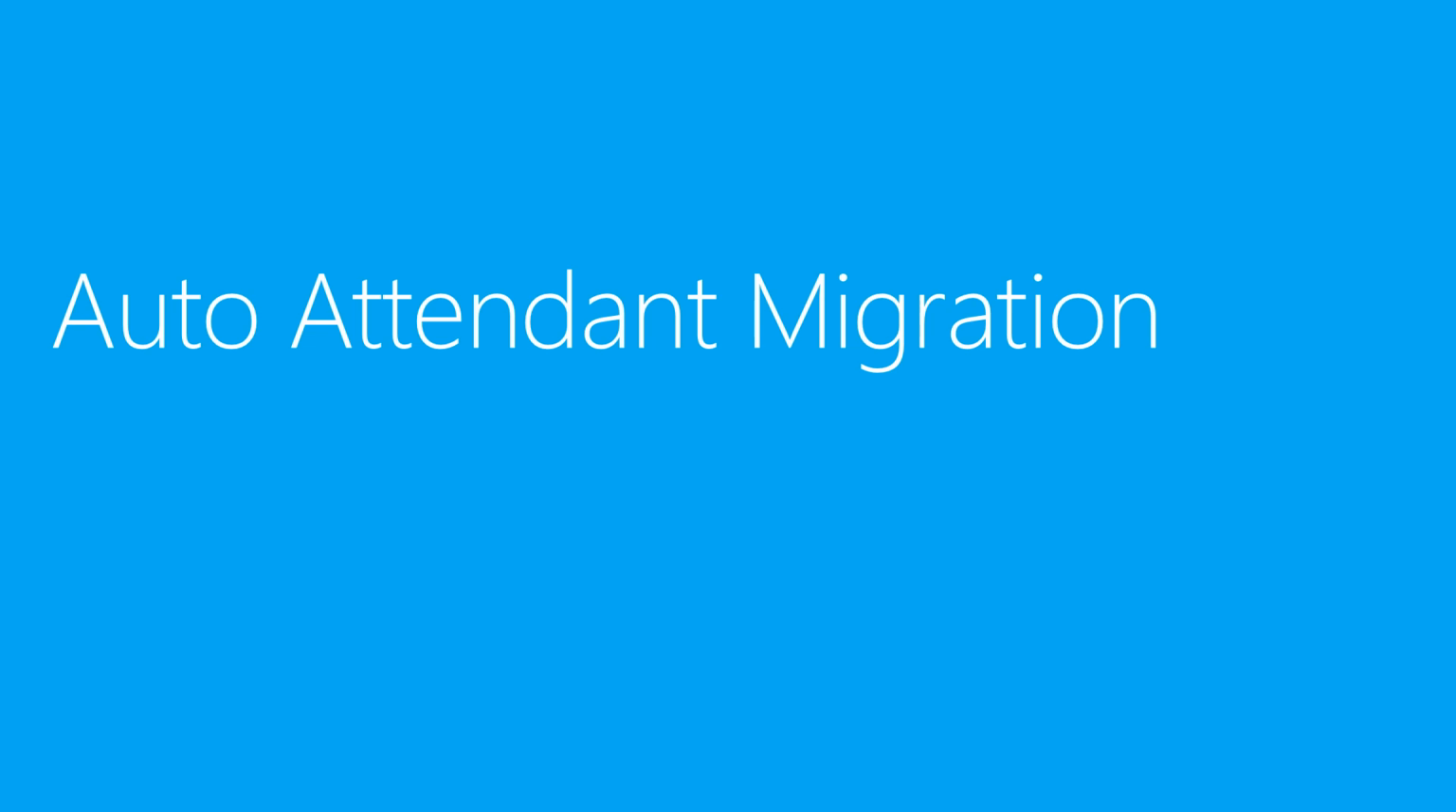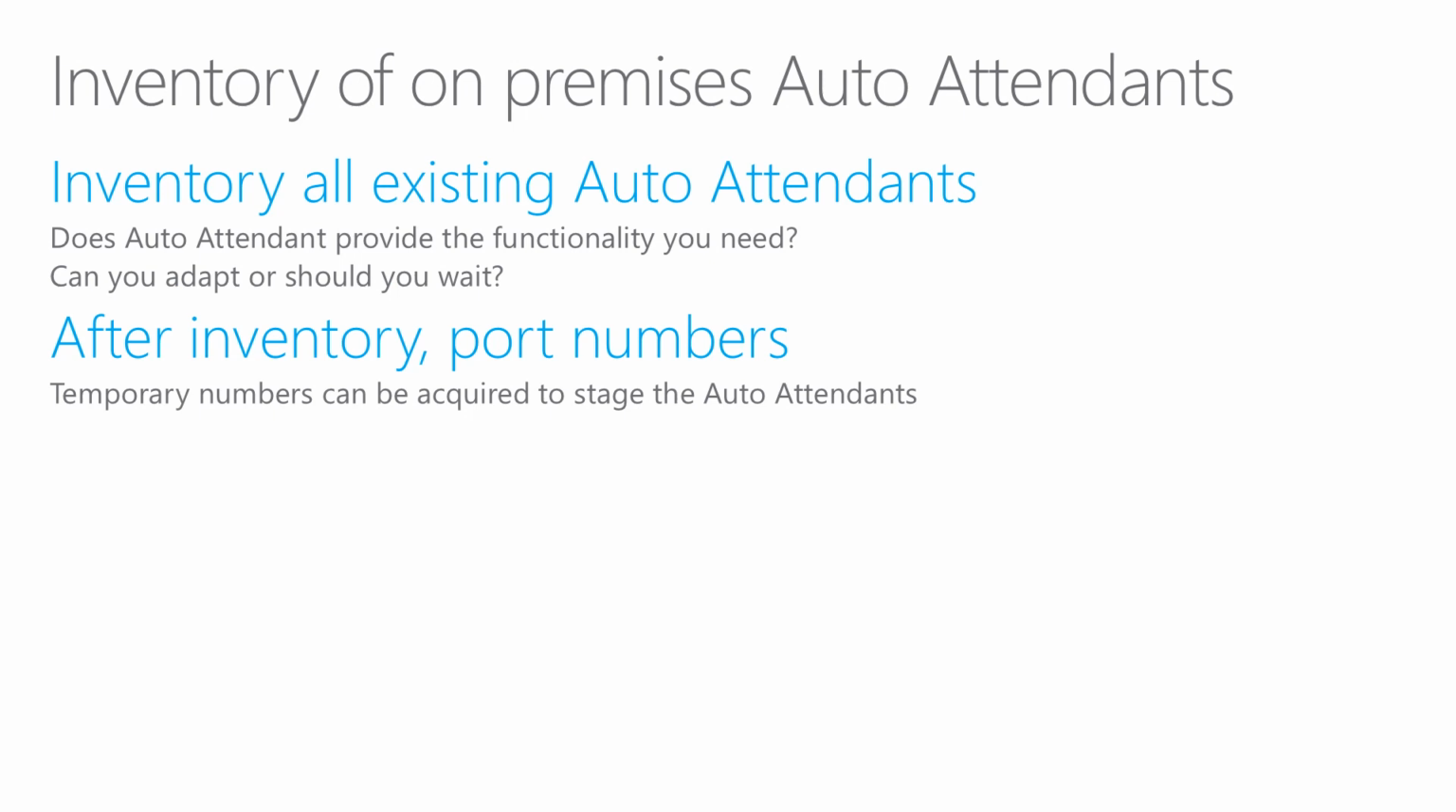How to migrate to online Auto Attendants. First of all, you should take an inventory of your on-premises Auto Attendants. Does the Auto Attendant that we provide you from the cloud provide all the functionality you need? Can you adapt or should you wait? After you've done your inventory, you should port your existing numbers to online. Please note that this can cause a little bit of downtime. You will be informed throughout the stages. If you want to stage all of the Auto Attendants, you can get temporary service numbers to at least create and configure the Auto Attendant.